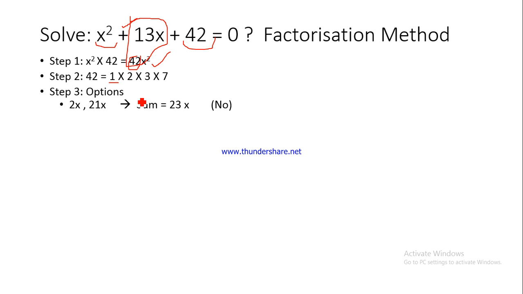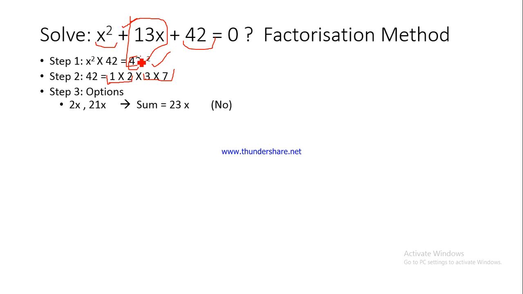Now what we have done is, we have split the middle number. No, there seems to be some mistake here. No, this is perfectly fine. So what we have done is, we have used this step 2, and I have included these two as one number and these two as one number. So I get 2 and 21. So 2x into 21x. So why are we doing this? The sum of 2x and 21x is 23x. However, what we want is 13x.